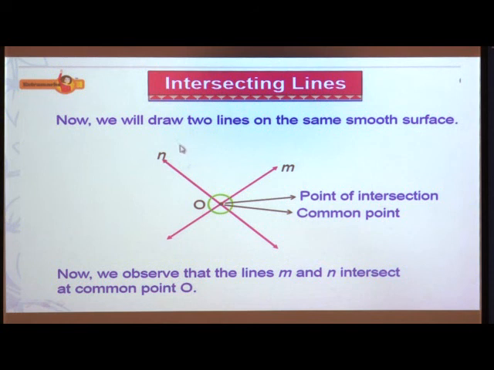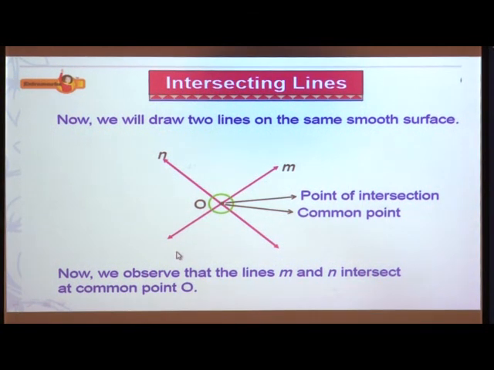Okay students, these lines are crossing each other. It means the lines are drawn one upon the other. When lines are crossing each other, they meet at one common point. Can you see? This is the line N and this is the line M. They are meeting at a common point O. Let us give this point a name, point O.